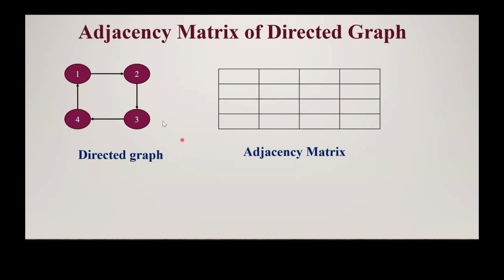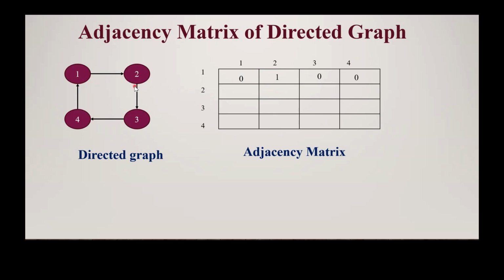If there is a link from one node to another node, then the Boolean value is 1, otherwise the value is 0. So for that, we just represent the vertices. Now 1 to 1, is there any link? No, so the value is 0. 1 to 2, yes, there is a link, so the value is 1. Then 1 to 3, no link, so 0. 1 to 4, no link, so it is 0.